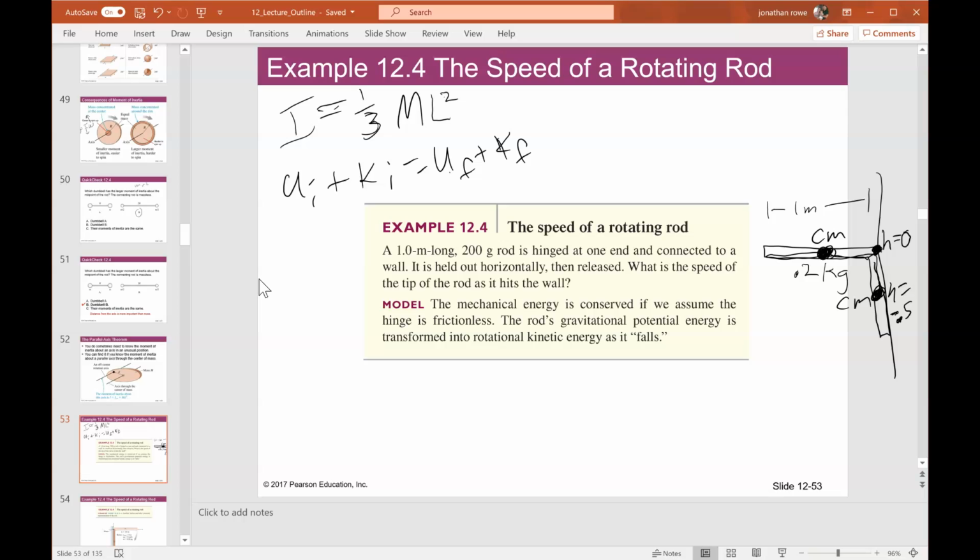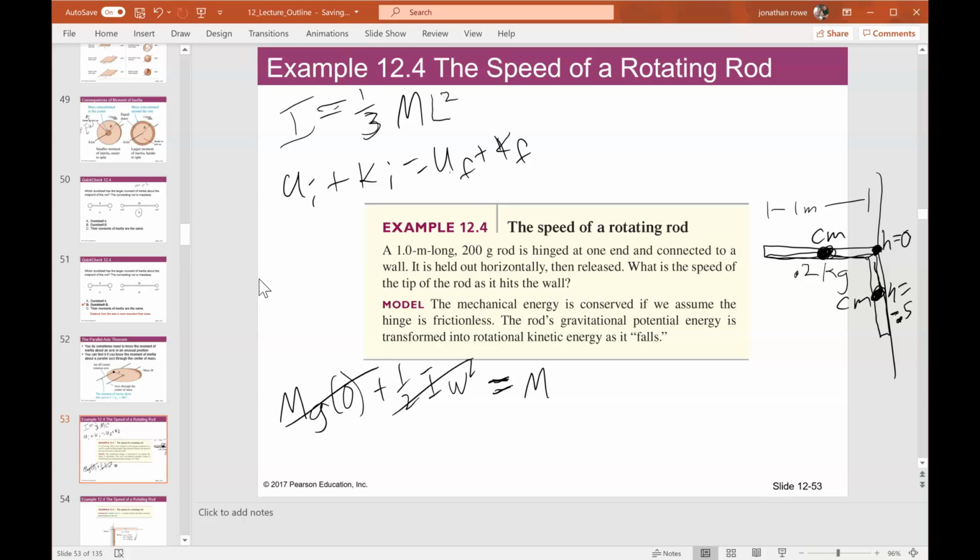So let me take this. U sub i is going to be mgh at first. My h at first is 0, plus K sub i is 1/2 I omega squared, which omega at first is 0. So those two things both are 0 initially, the way I have it set up. And the final potential is actually going to be negative, which is strange, but it will still work mathematically.